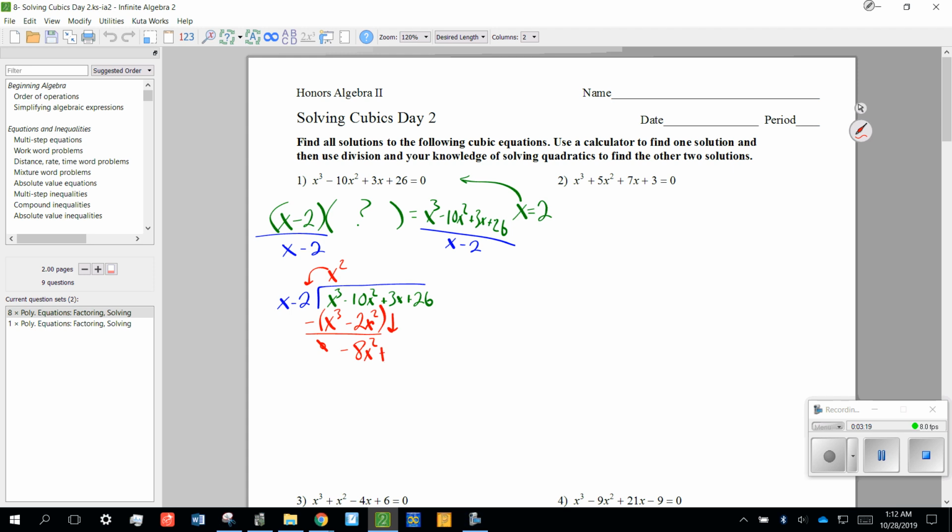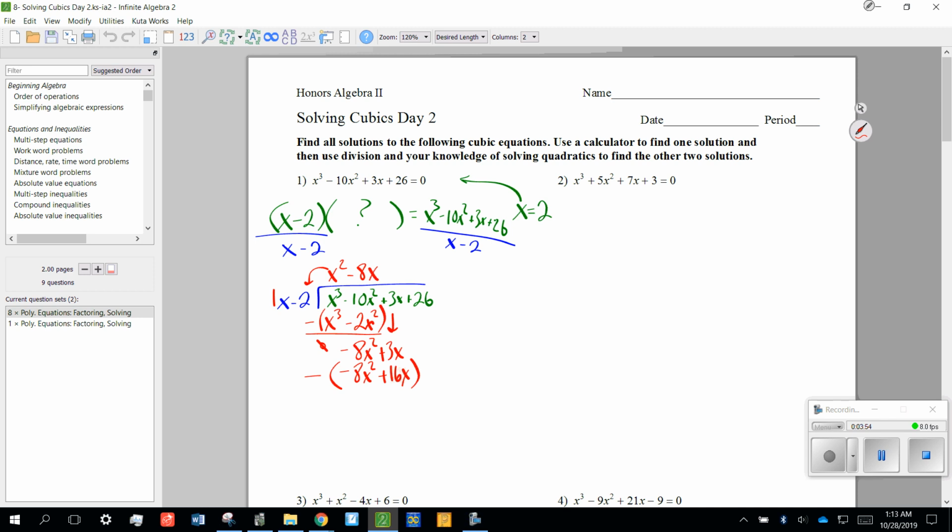Then we're going to bring down the rest of it. We only need the 3x right now. And we say, how many times does x go into -8x squared? Think about the numbers and the variables separately. So 1 times what is -8? -8. And x times what is x squared? x times x. So -8x times x is -8x squared. Funny how that works out. -8x times -2 is a positive 16x.